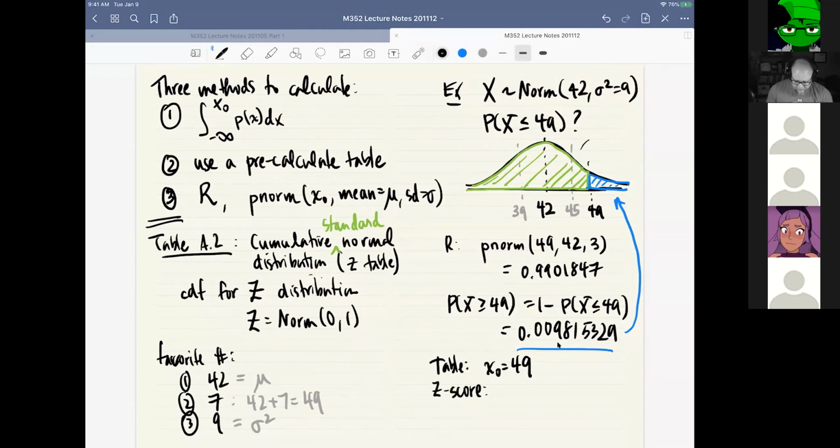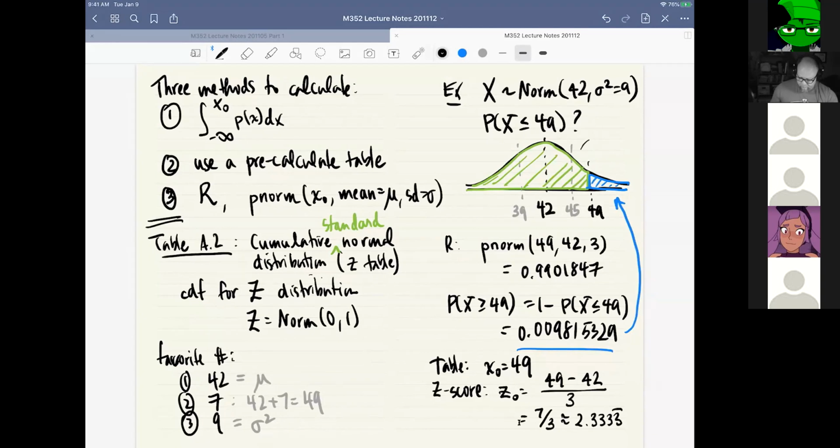So last time I told you how to calculate a z-score. You take the value you're interested in, and you subtract the mean, and you divide by the standard deviation. So in this case, it's 3. So 49 minus 42 is 7 divided by 3. So our z-score is 7/3, and that's approximately equal to 2.3 repeating.